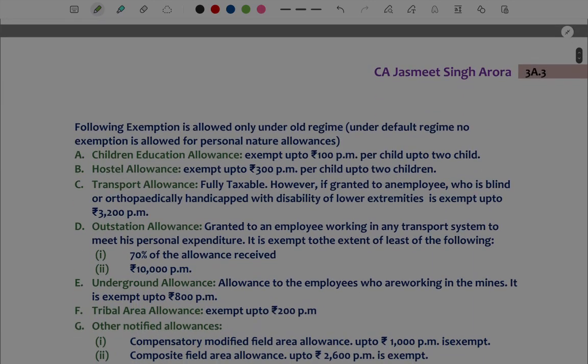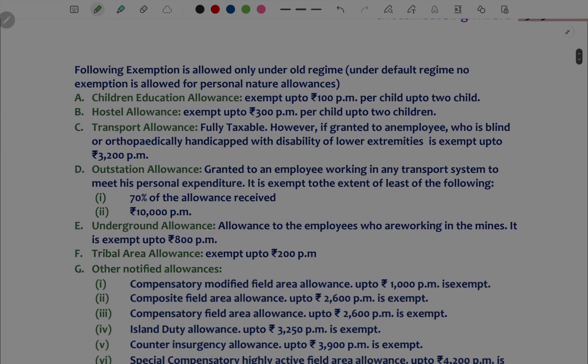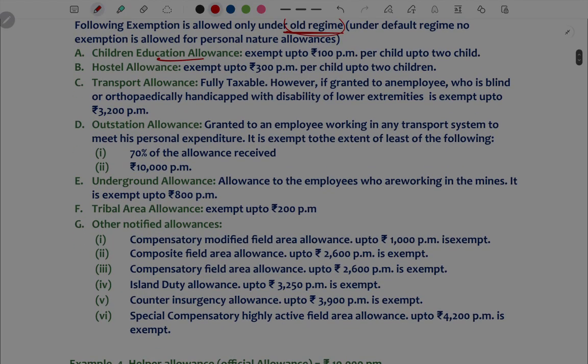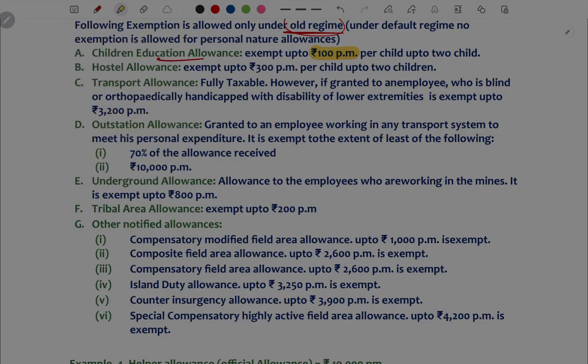Then let's move on to personal nature allowance. Personal nature allowance means the following exemptions, allowed under the old regime only. First of all, children education allowance is exempt up to 100 per month per child, up to two children. Hostel allowance is exempt up to 300 per month per child, up to two children.